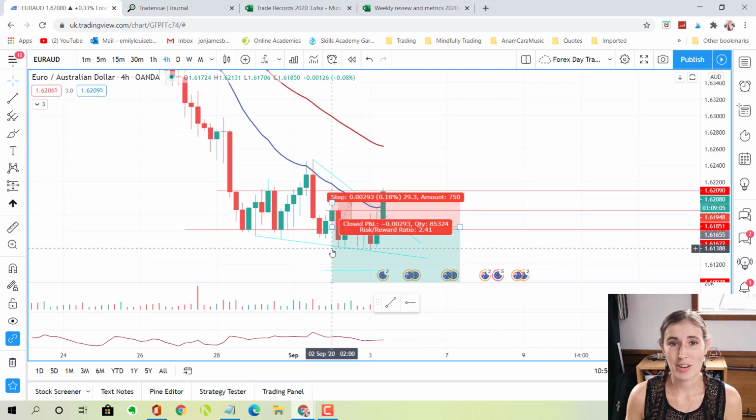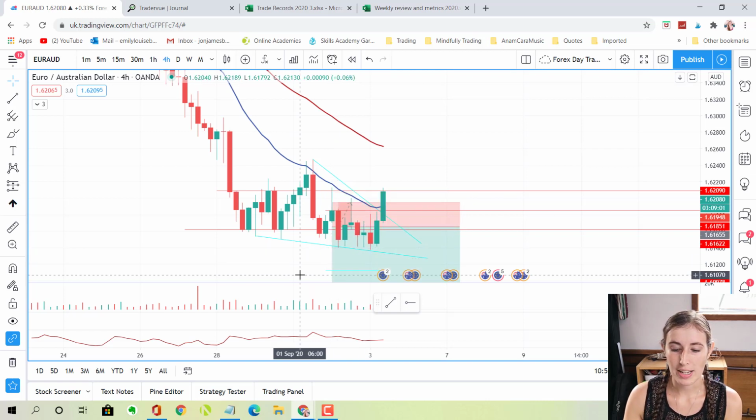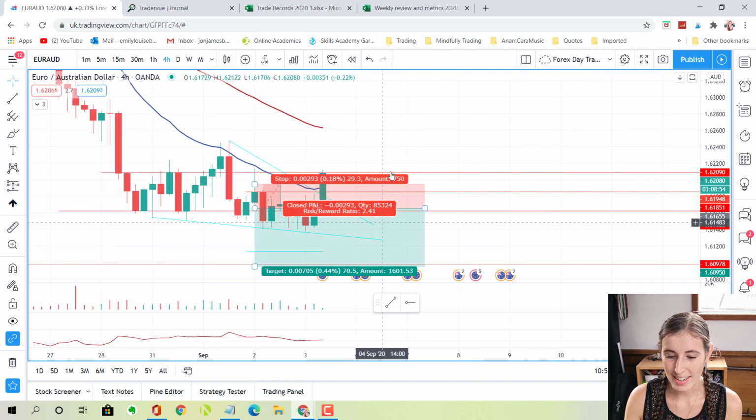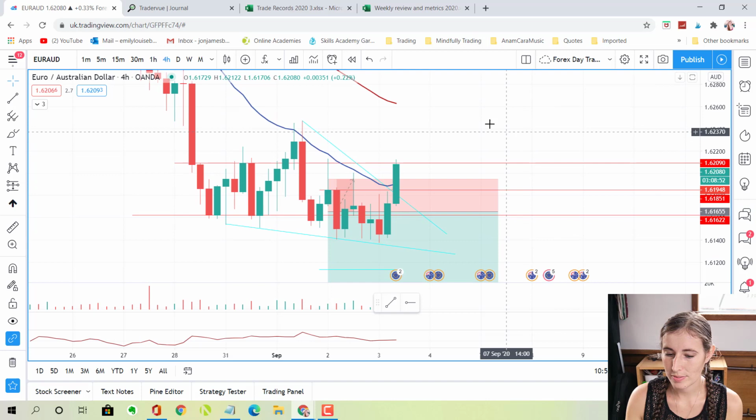Now, I actually got into this trade yesterday, the 2nd of September, and ideally I would have liked to have gotten in sooner, but the ideal signal was actually in the Asian time when I was asleep. So I'll just show you here on the 4-hourly.